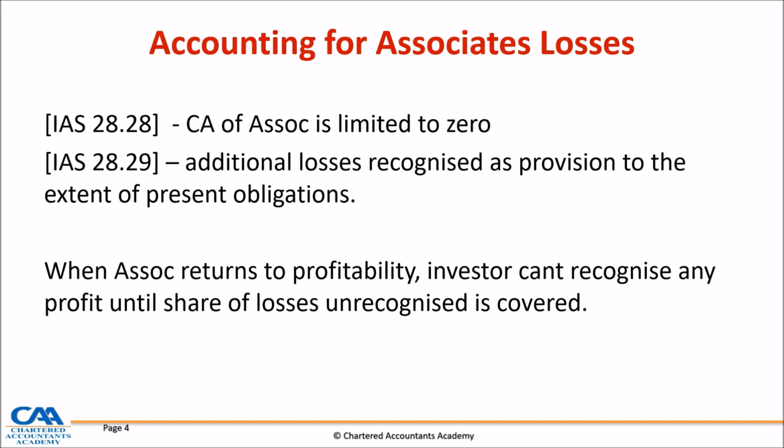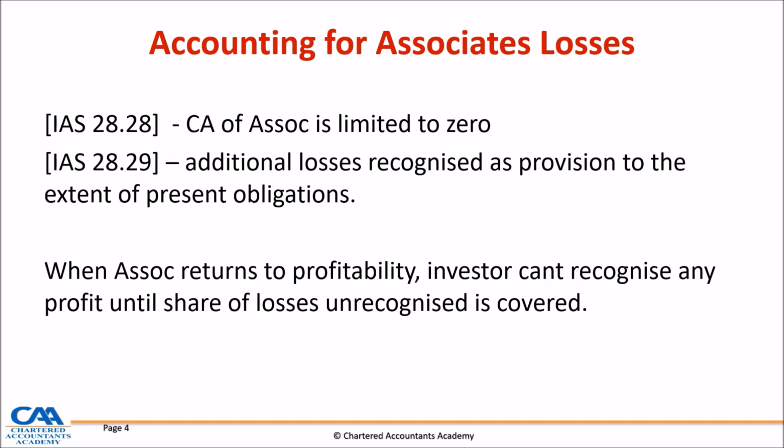Then once the entity returns to profitability, you can't start recognizing the share of profits before you first wipe away all of those unrecognized losses which you had not put into the books. So as the associate returns to profitability, you first need to wipe away all the share of losses which were not in the books, until the associate has netted off all the losses which were there in the past. Then these are now real profits. You only take the share of the real profits.